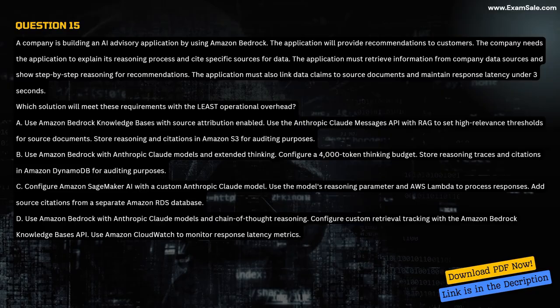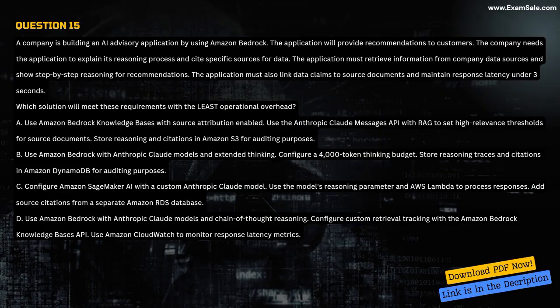A. Use Amazon Bedrock knowledge bases with source attribution enabled. Use the Anthropic Claude Messages API with RAG to set high relevance thresholds for source documents. Store reasoning and citations in Amazon S3 for auditing purposes. B. Use Amazon Bedrock with Anthropic Claude models and extended thinking. Configure a 4,000 token thinking budget. Store reasoning traces and citations in Amazon DynamoDB for auditing purposes.